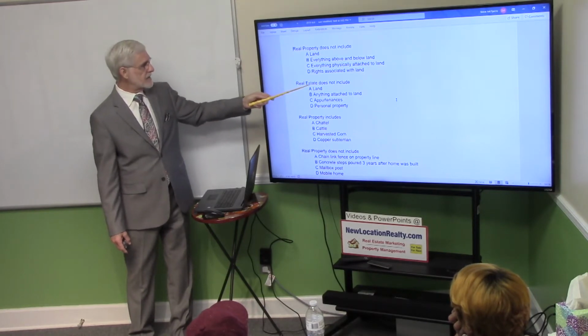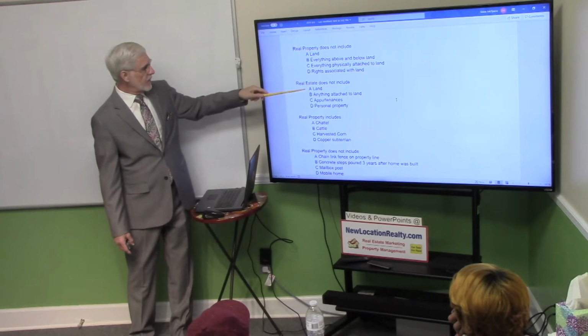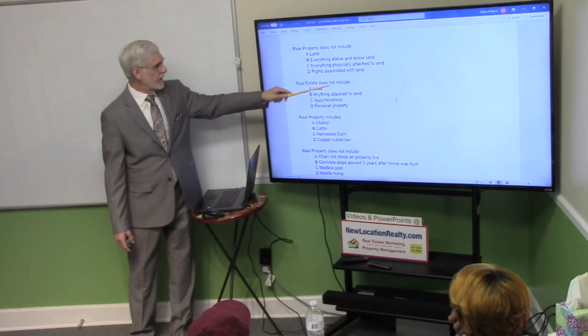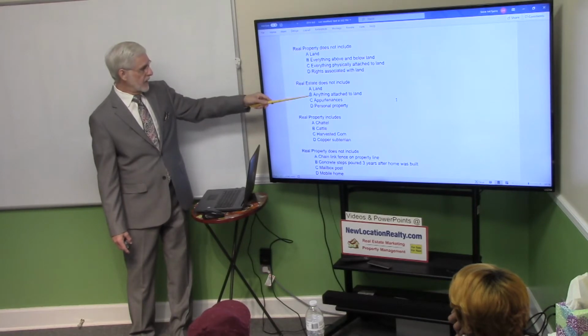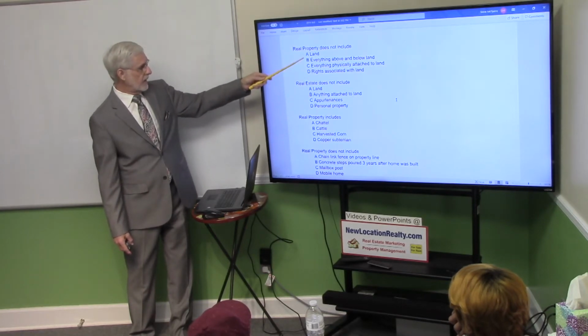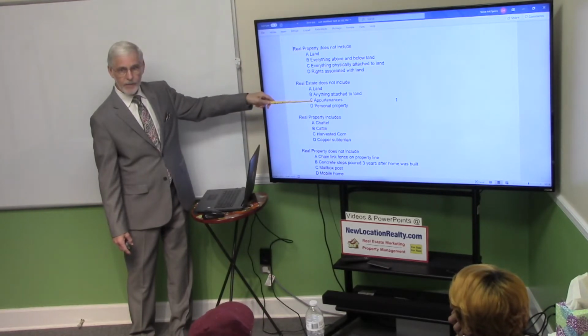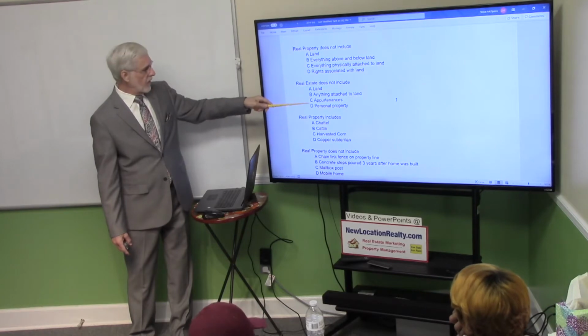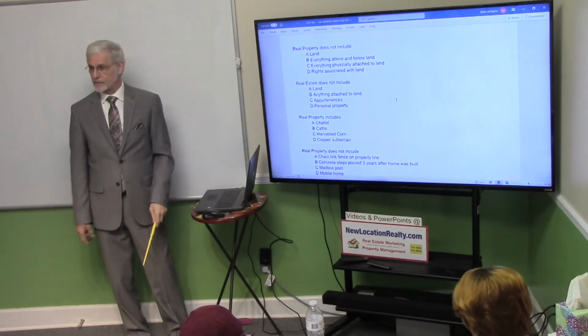Here we've got real estate. That's going to be the one with the rights in it. So down here, what have we got? Real estate does not include. Well, it does include the land, anything attached to the land. Appurtenances, those are the rights or responsibilities that go along with the land. So personal property is going to be the one that's the oddball out here.